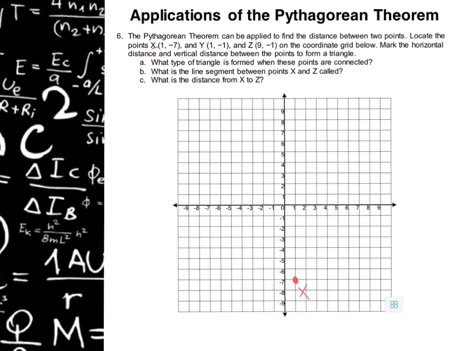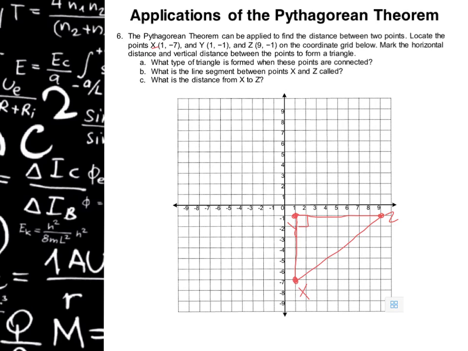And that's point X. Next, I need to go positive 1 on my x-axis and negative 1 on my y-axis. And that'll be point Y. For point Z, I need to go positive 9 on my x-axis and down 1 on my y-axis. And that is point Z. So it says connect them, the horizontal distance and the vertical distance, to form a triangle. So there I have a right triangle.